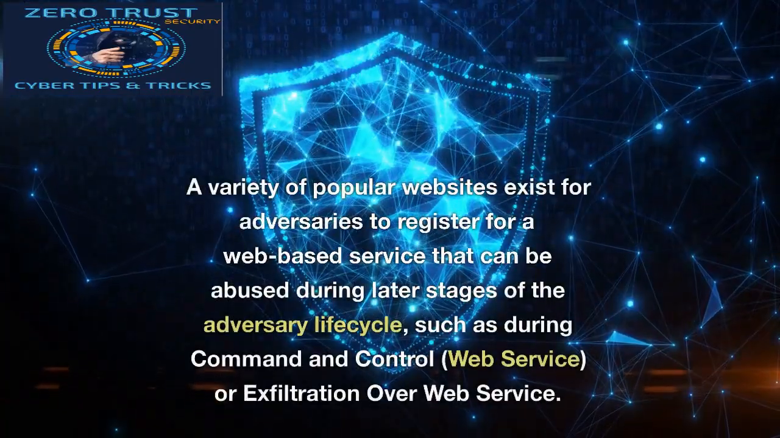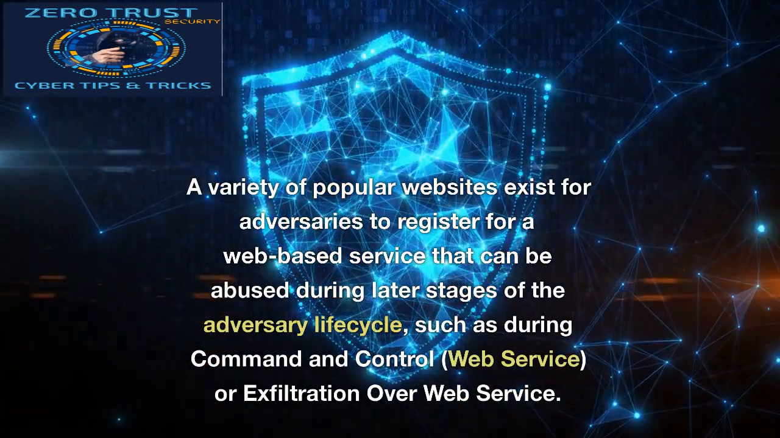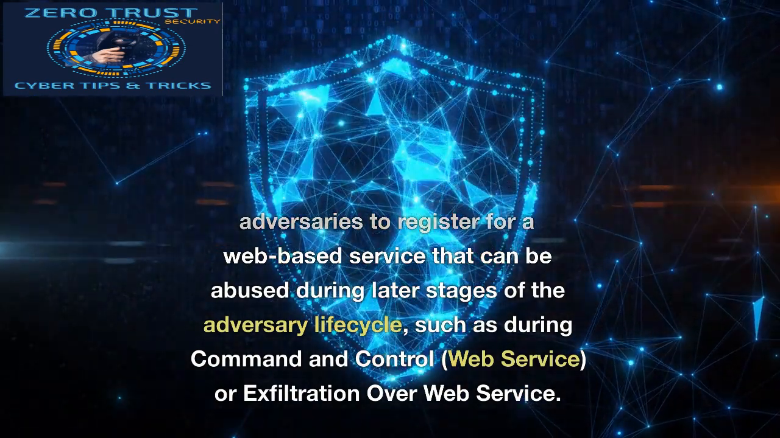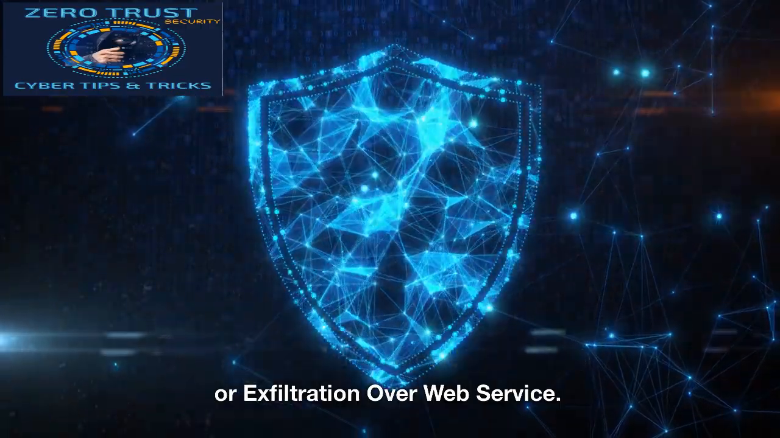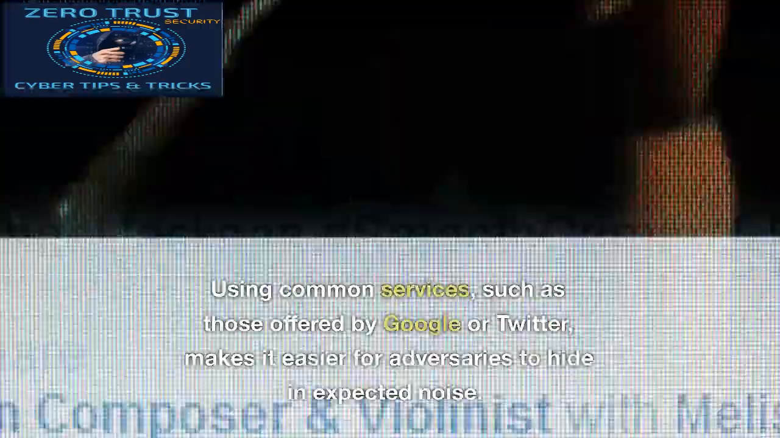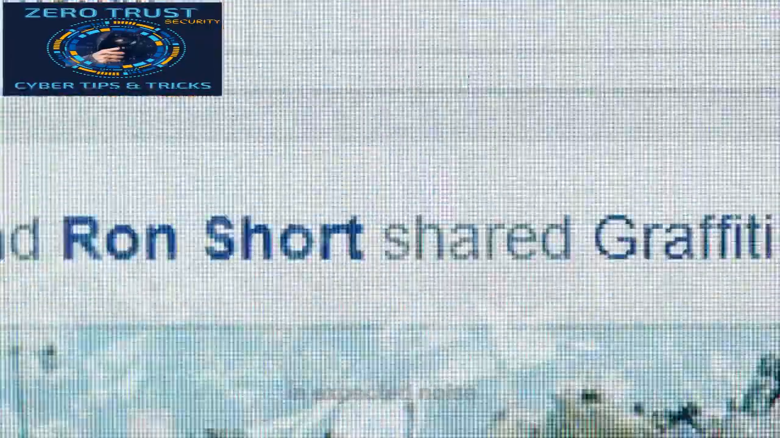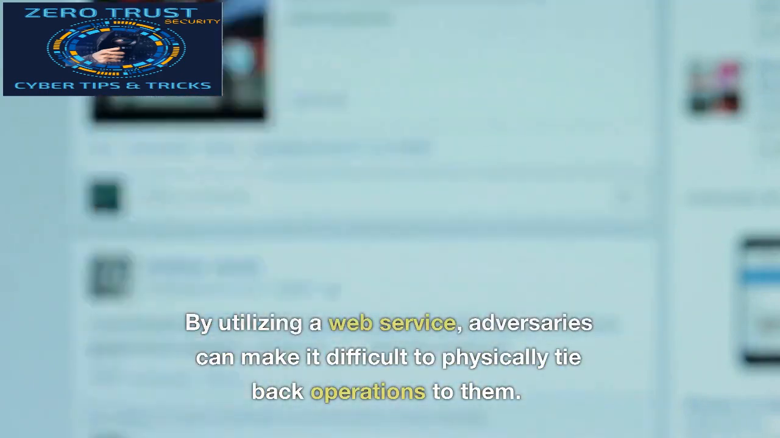Web services. Adversaries may register for web services that can be used during targeting. A variety of popular websites exist for adversaries to register for a web-based service that can be abused during later stages of the adversary lifecycle, such as during command and control, web service, or exfiltration over web service. Using common services, such as those offered by Google or Twitter, makes it easier for adversaries to hide unexpected noise. By utilizing a web service, adversaries can make it difficult to physically tie back operations to them.